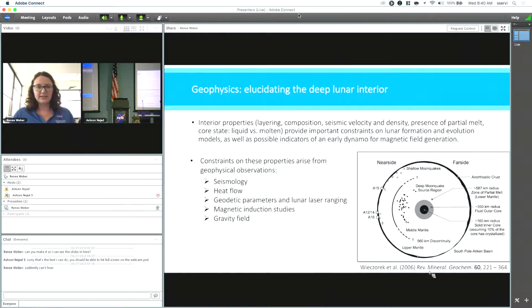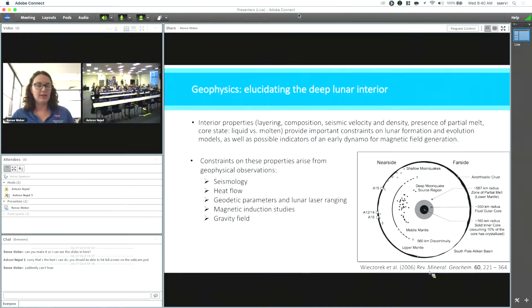So geophysics is one of the most direct ways that we can elucidate the deep lunar interior structure. And interior properties provide the constraints that we need to understand lunar formation and evolution. These include things like the layering, composition, seismic velocity and density, the presence or not of partial melt, and the state and layering of the core, so liquid, molten, partial melt layers. And these things also provide possible indicators of an early dynamo for magnetic field generation.